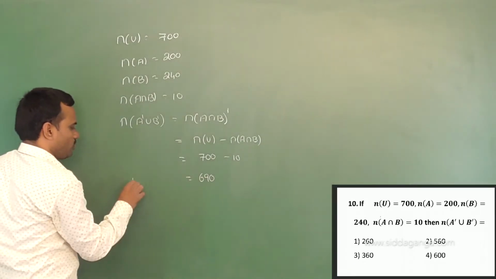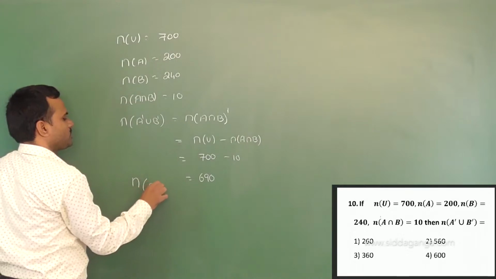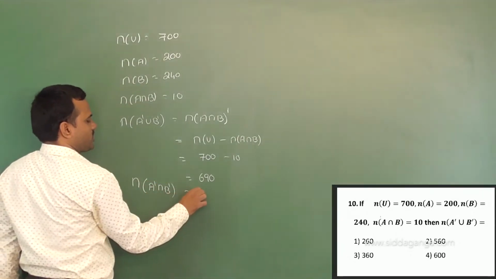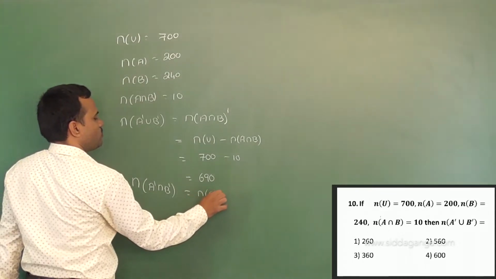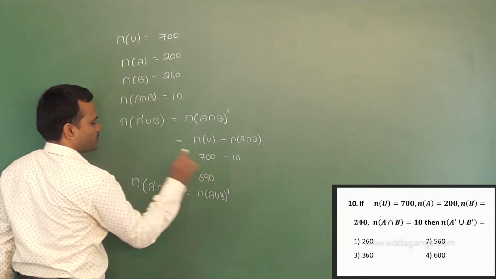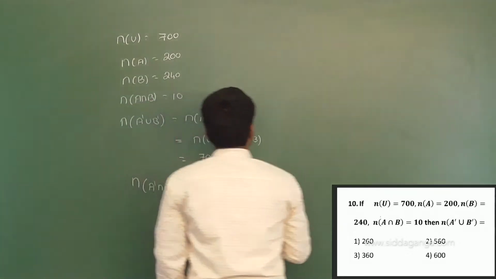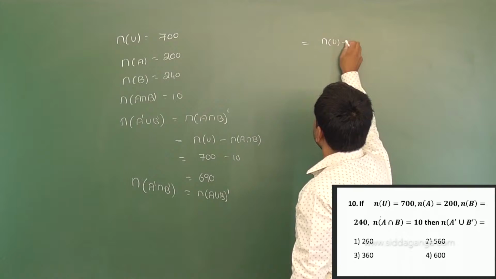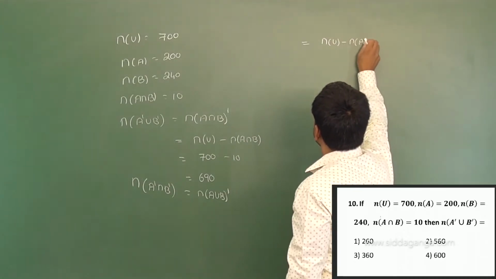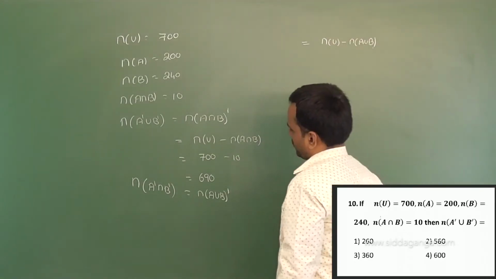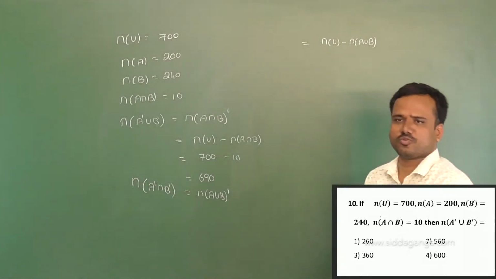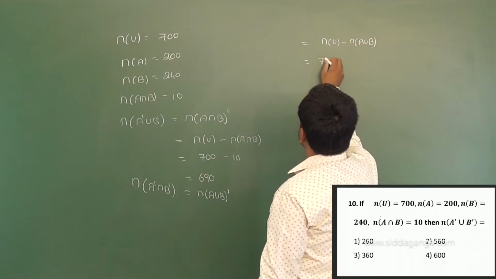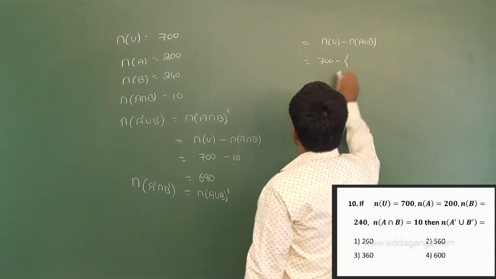We can solve one more. A dash intersection B dash. So this we can write as A union B whole dash. So this one we can write as N of U minus N of A union B. N of U is 700 minus.